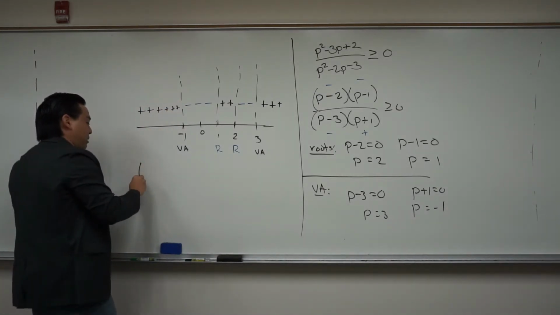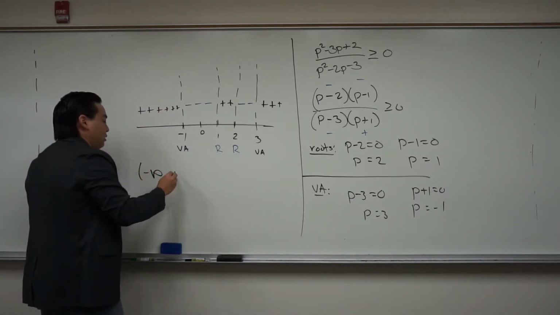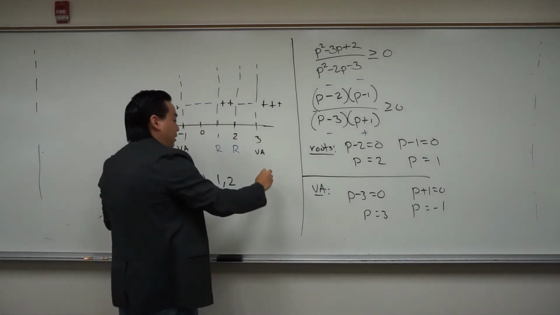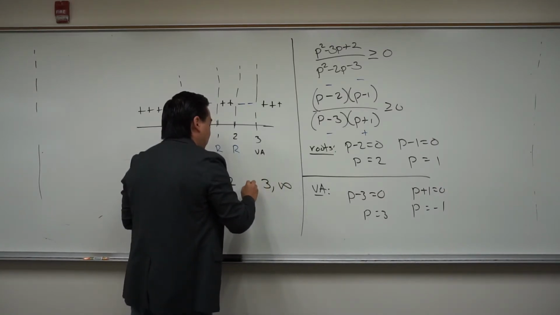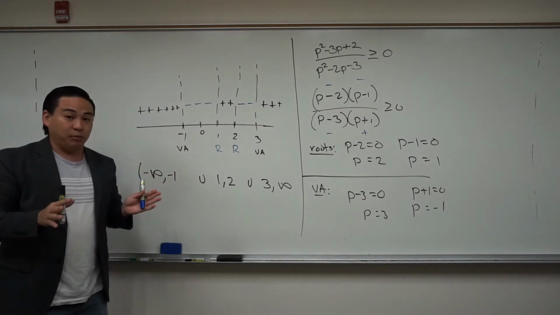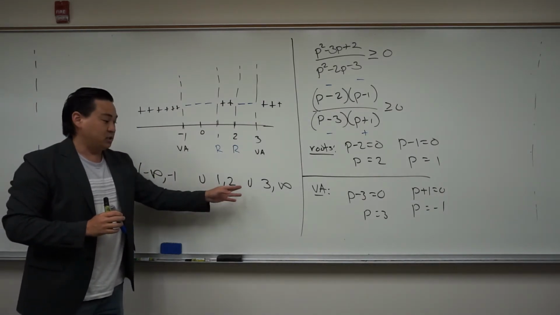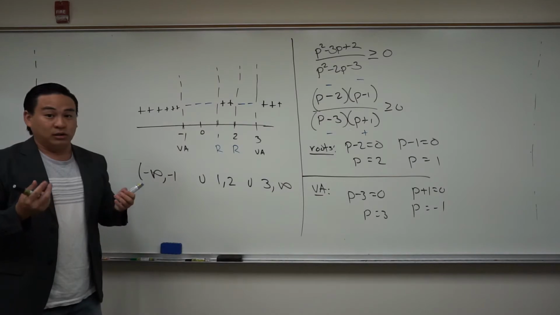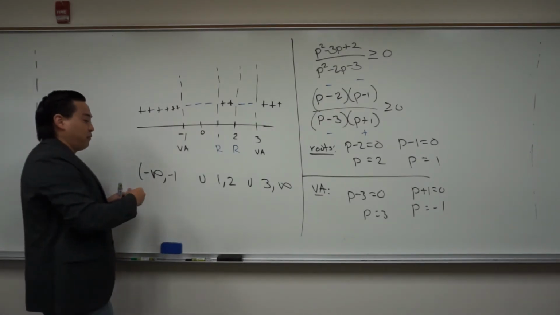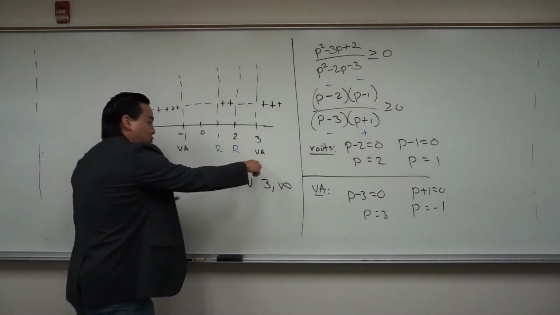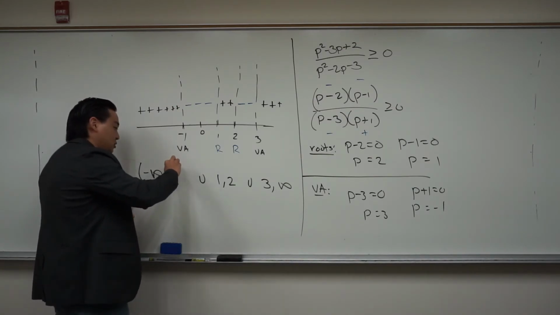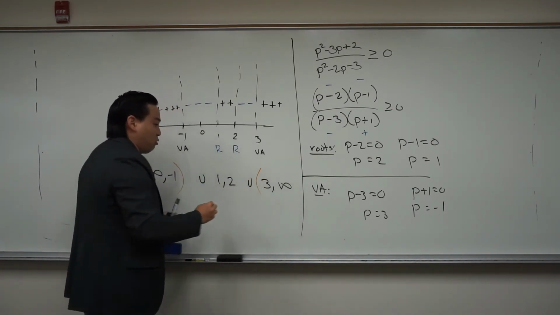So it starts from negative infinity to negative 1. Another part is 1 to 2. And then another part is 3 to infinity. Now I wrote it this way because I want to look at the endpoints, right? This negative 1, the 1, 2, and the 3. They all are different, right? Some of them are roots, some are vertical asymptotes. So the vertical asymptotes, which is negative 1 and 3, they can never be part of the solution. So they must always be open.